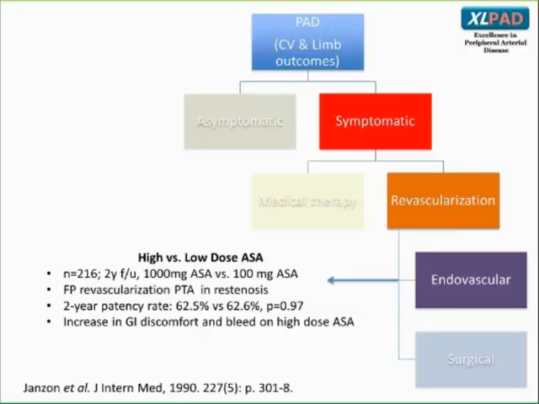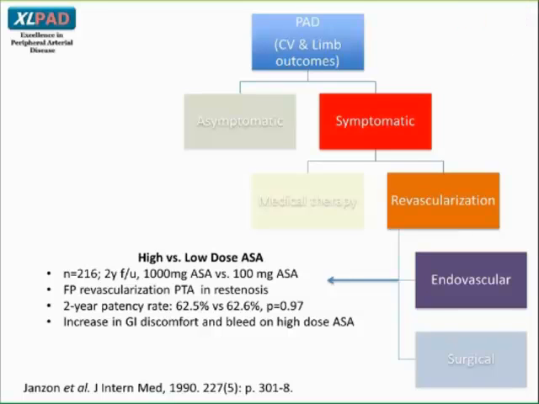The 2-year patency rates, and this is not clinical patency, this is actually duplex patency, were not statistically significant. However, there was more GI discomfort as expected and some non-major bleeding with the high-dose aspirin. But historically, this was the first attempt towards studying antiplatelet drugs in PAD interventions.